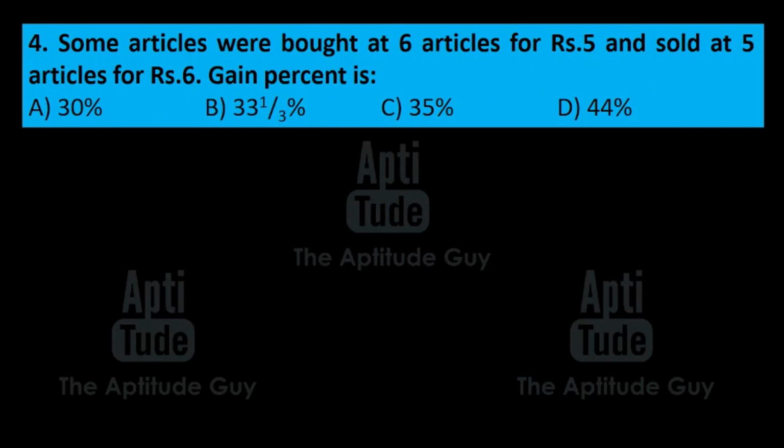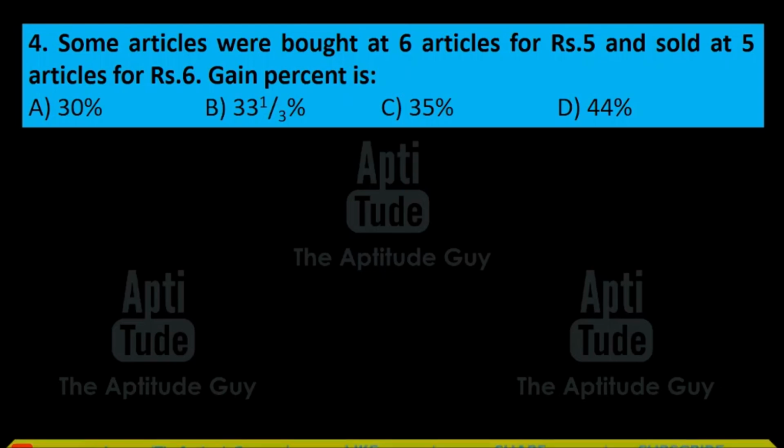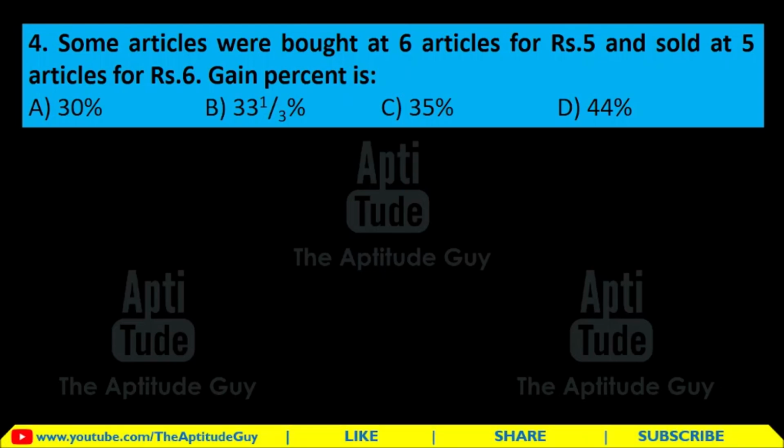Question number 4. Pause the video, try to solve it, and then come back. Some articles were bought at 6 articles for 5 rupees and sold at 5 articles for 6 rupees. The gain percentage is what?